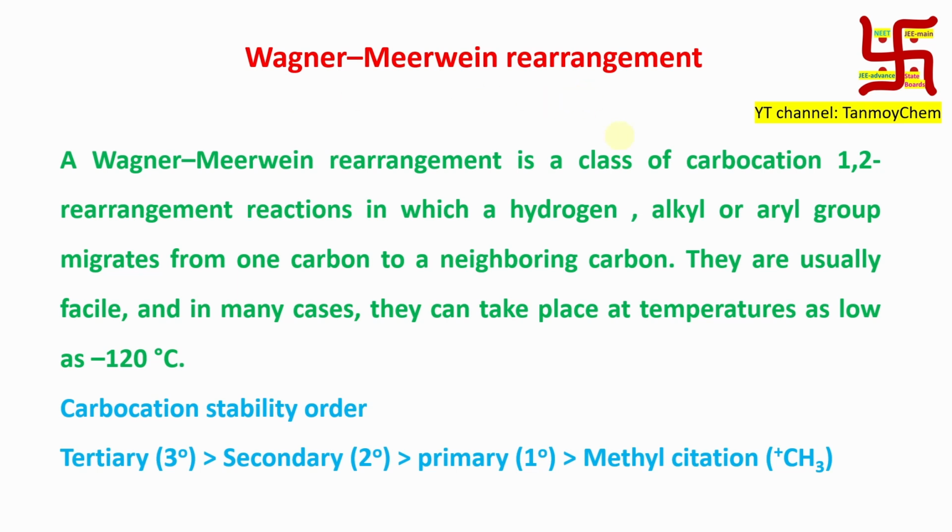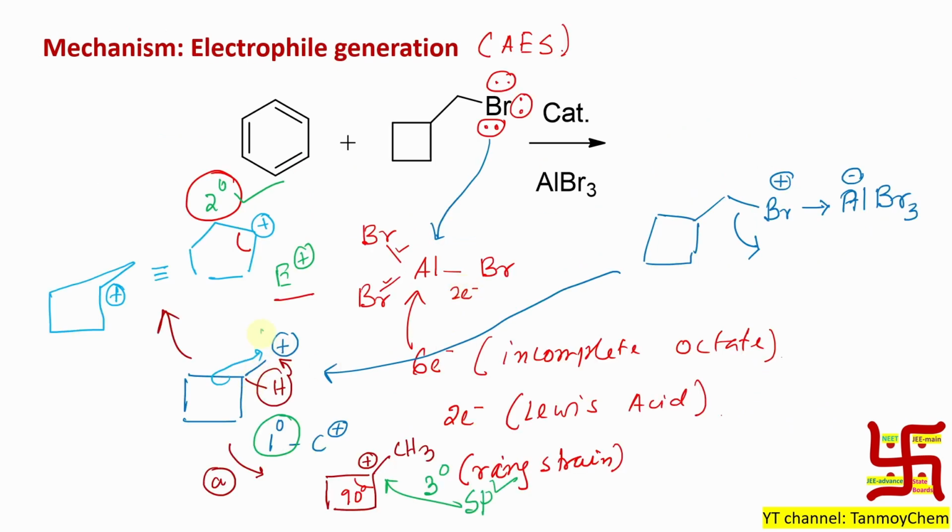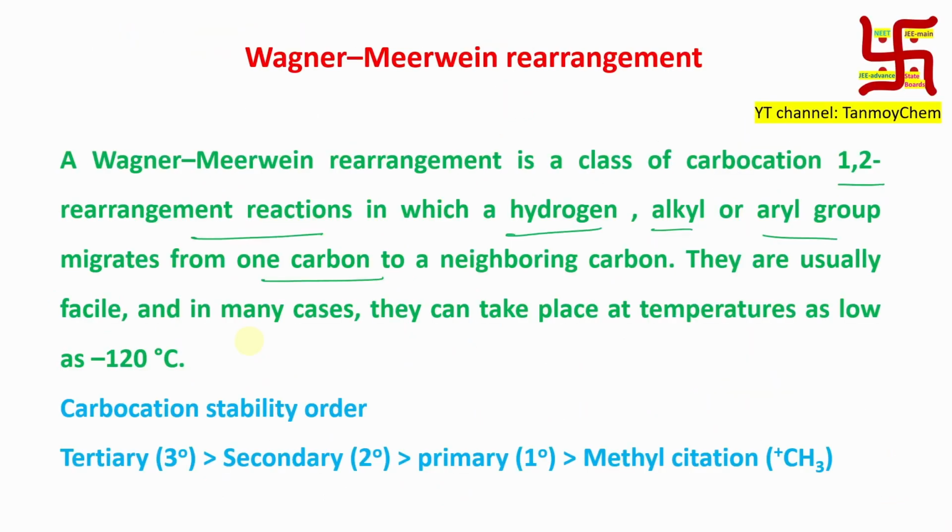It is a rearrangement which happens on a carbocation. In this case a 1,2 rearrangement reaction takes place, in which a hydrogen, alkyl group or aryl group migrates from one carbon atom to the neighboring carbon atom. So you can see here this positive charge actually comes from here to here. So hydrogen migrated one time, another time this alkyl group migrated. This is facile and can take place even at low temperature.